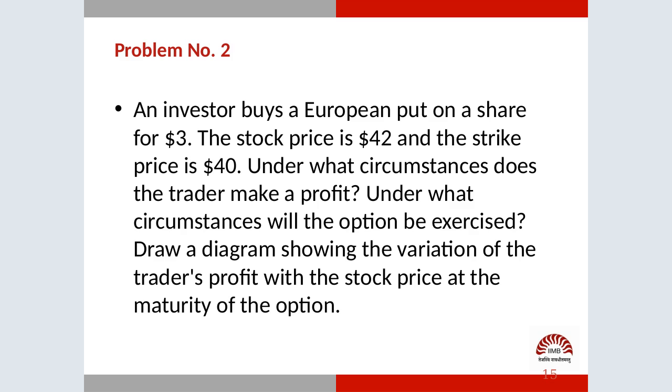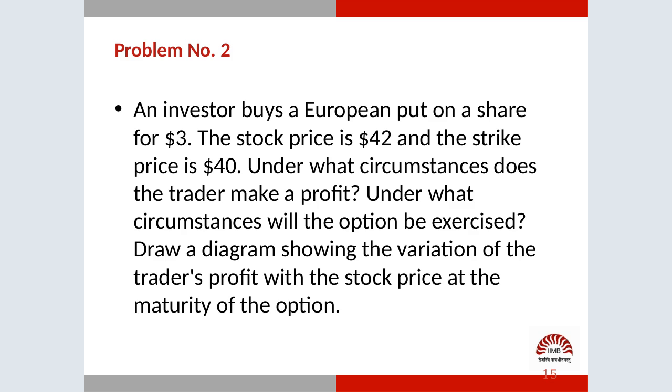So here is a case where you buy a put on a share for $3. The starting stock price is 42 and the strike price is 40. Under what circumstances will the trader make a profit? There is a small difference out here, and this is something that matters. I am not saying that he'll get a positive payoff. I am saying where will he make a profit?